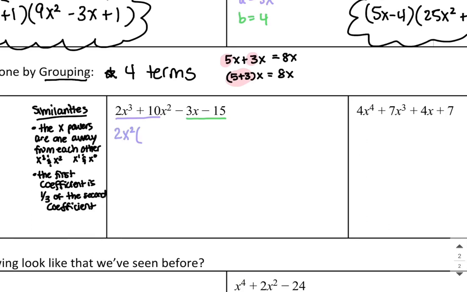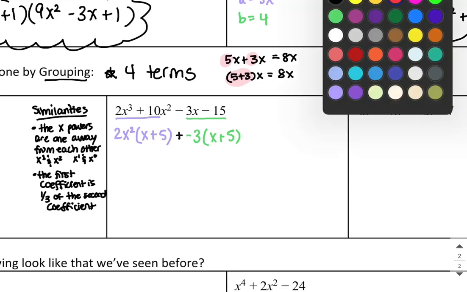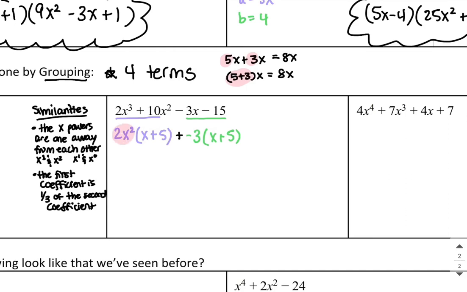So I get 2x squared times x plus 5. And in the second group, if I take out the greatest common factor, I have a negative 3 times x plus 5. And when I combine these, I know I have 2x squared of x plus 5 and negative 3 of x plus 5. So I have a total of 2x squared minus 3 of x plus 5. That's how many x plus 5s I have. And this is my answer.